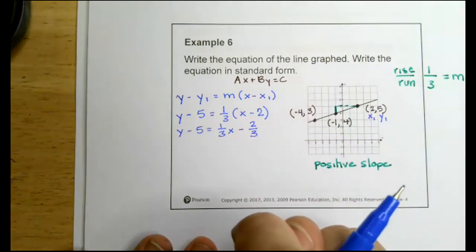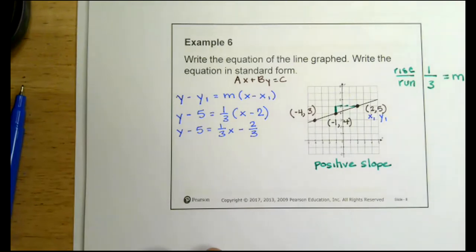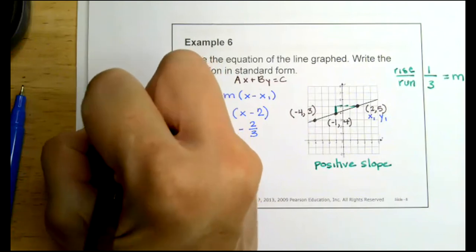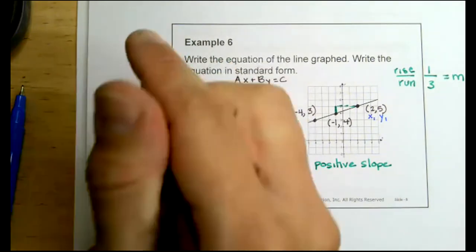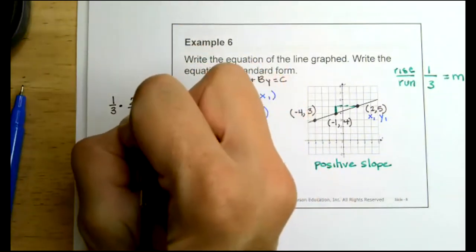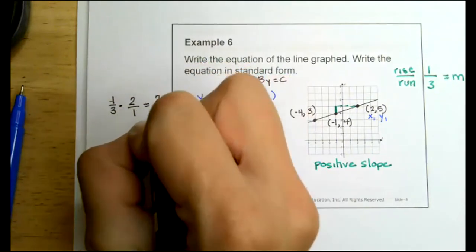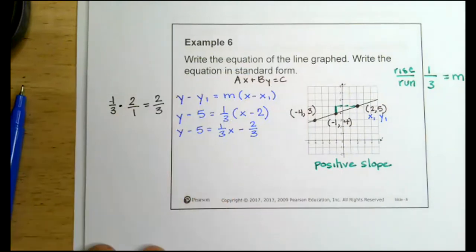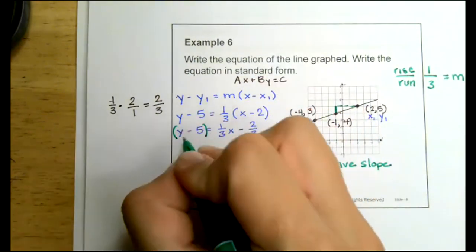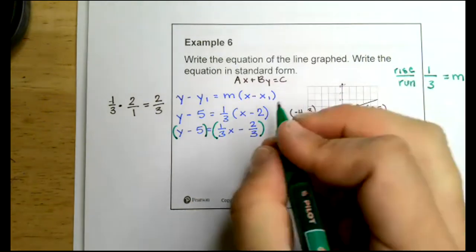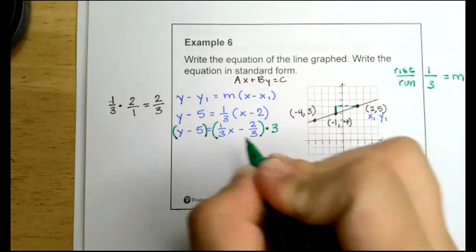1/3 times -2 becomes 2/3. Let me show you. 1/3 times 2. 2 is a whole number, so I can put it over 1. And then we just multiply straight across. 1 times 2 is 2. 3 times 1 is 3. So 1/3 times 2 is 2/3. Now, I don't like working with fractions, so I'm going to multiply by the least common denominator. We have a 3 and a 3, so our least common denominator is 3.